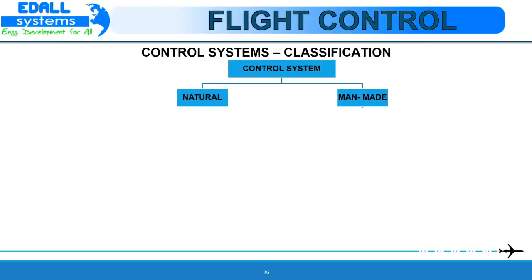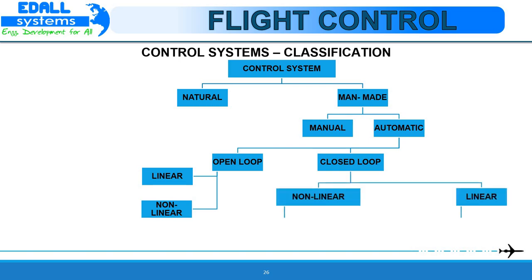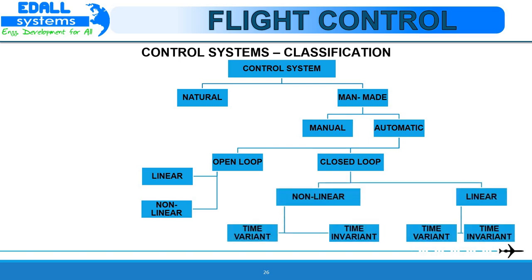Control system classification. Control systems are classified into natural and man-made. Man-made is then further classified into manual and automatic. Automatic control systems are of open loop and closed loop. Under open loop, we have linear and non-linear. Under closed loop, we have non-linear and linear, where non-linear is again divided into time variant and time invariant, and linear is divided into time variant and time invariant.